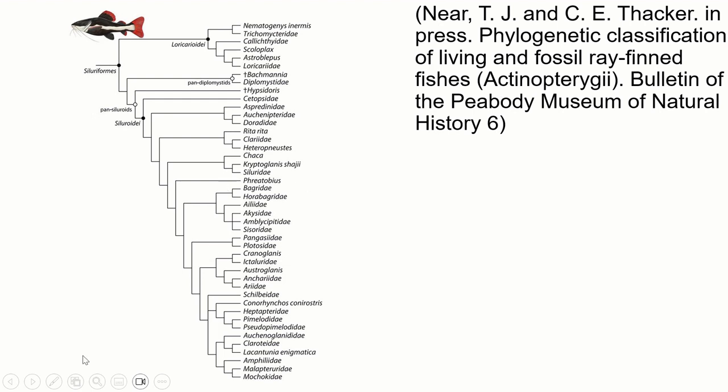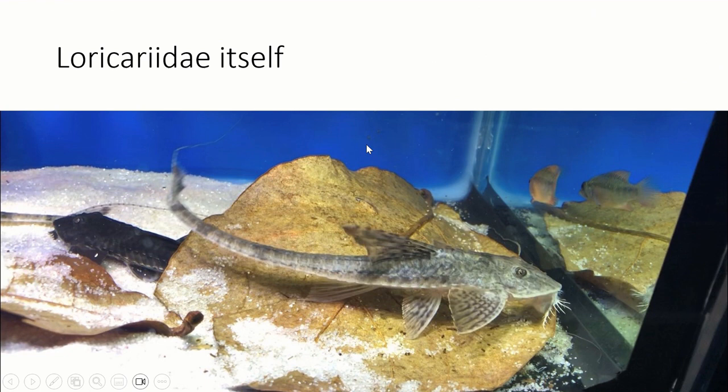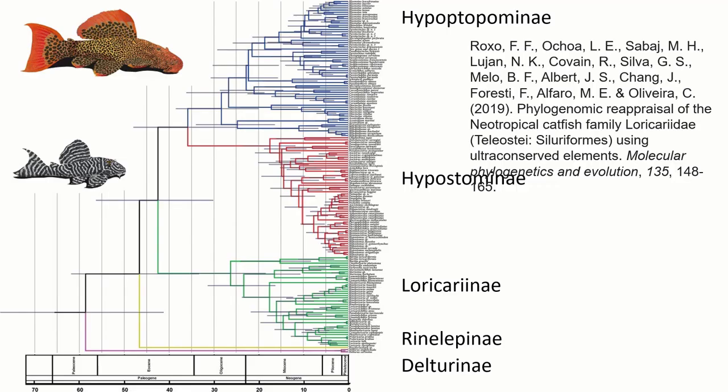So let's actually look more into Loricariidae then, because this is Siluriformes, catfishes in general. Here we have a beautiful Loricariidae. I think this might have been Similus at the time, but I cannot remember actually. I'm going to mostly focus on my favourites, Hypostominae, but let's start further out for now. So this is Roxo et al. 2019, one of the best papers, really good for looking at the broader picture.